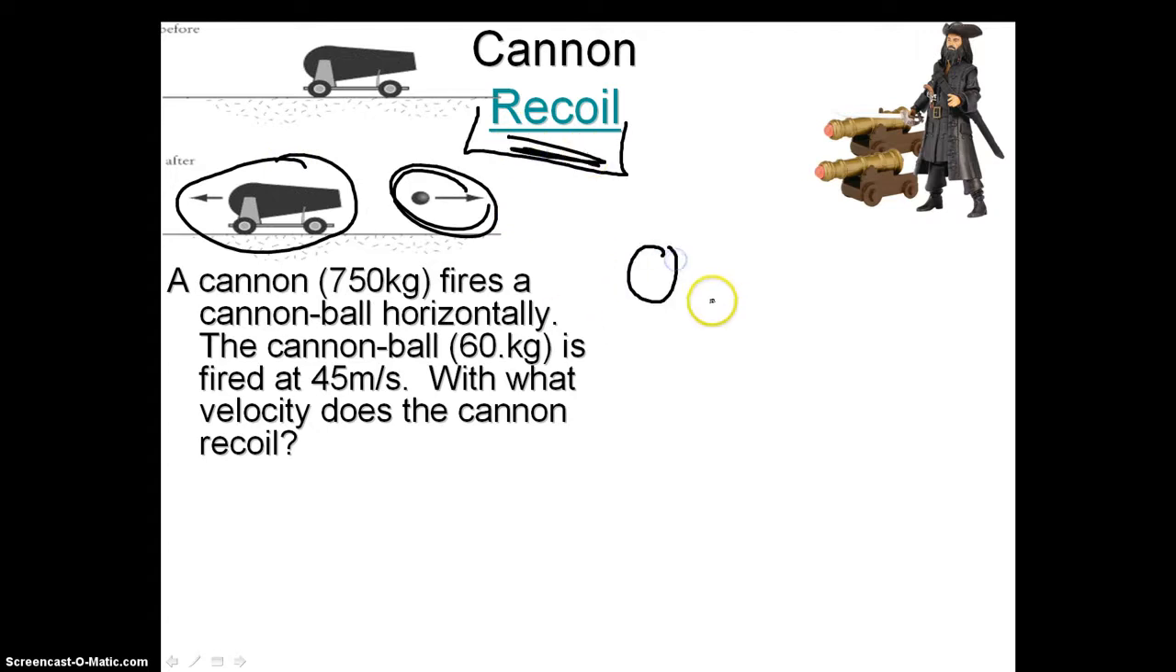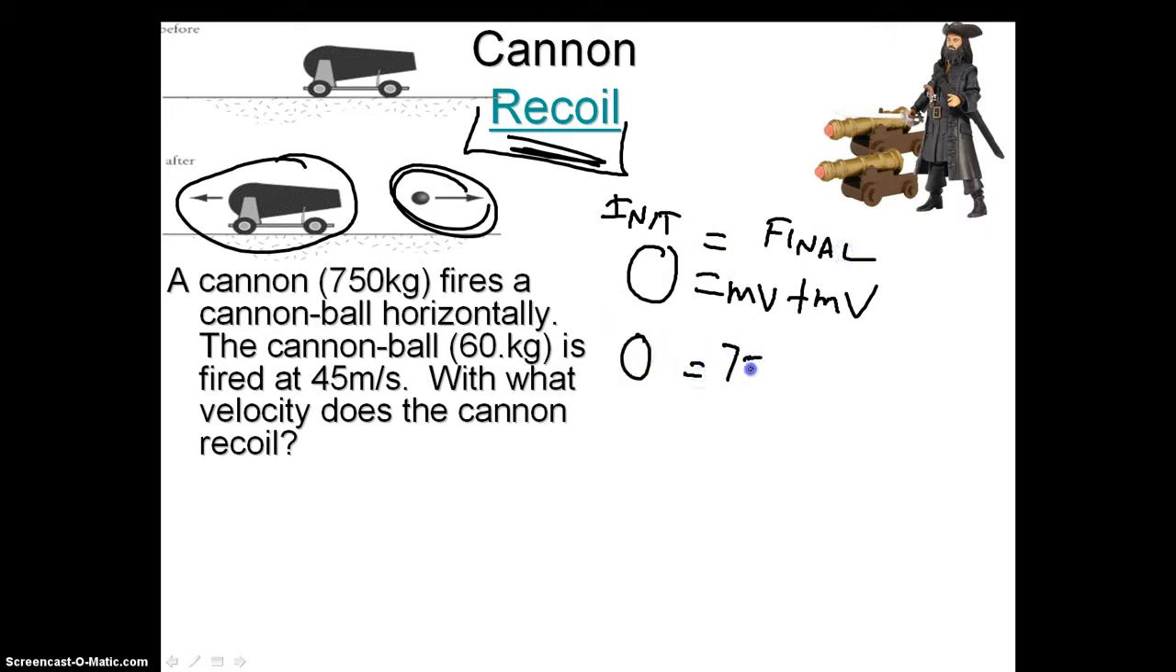And so the momentum initially of the cannon system is 0. So I say 0 initial equals the momentum afterwards, final. So initially it's 0. The cannon's mass is 750, and it has an unknown velocity. The 60 kilogram ball is moving at 45. Solve for the velocity.